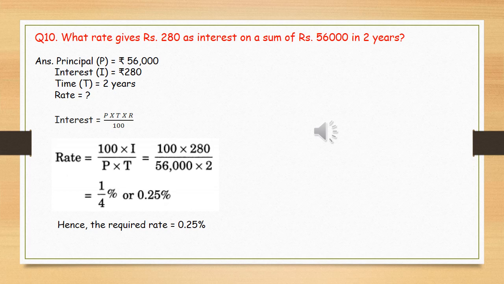The formula for simple interest is PTR by 100. We are changing the subject. Rate is equal to 100 into I by P into T. So we are replacing the value 100 into 280 by 56,000 into 2. So we are getting 0.25% per annum.